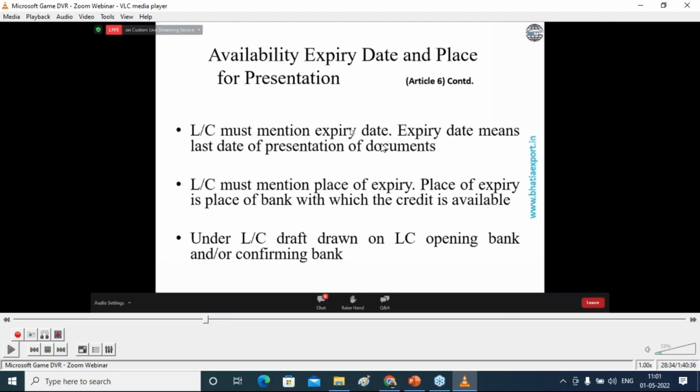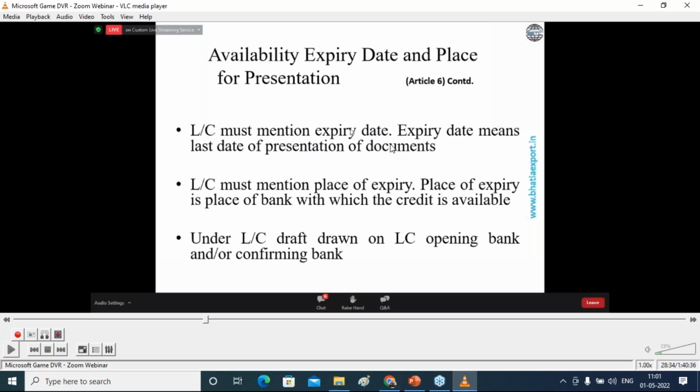LC must mention expiry date. This is as per Article 6. Whatever your opening, the LC should have an opening date, and an expiry date must also be there. There are two types of expiry dates: one is for the shipment, another is for the submission of the documents.